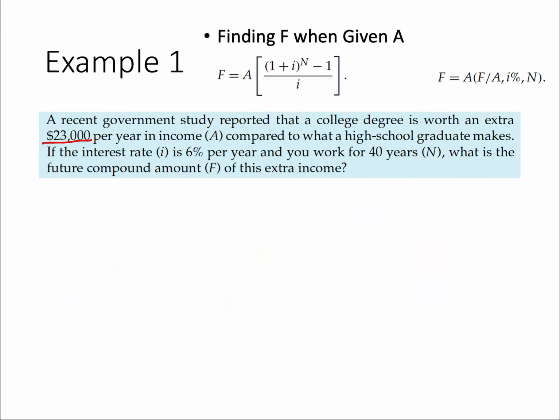Okay, so sounds like you have 23,000 per year as income, and that's the same amount occurring every year, so we can say that's an annuity, right? And now you want to know what is the equivalent value F of that annuity. You want to know after 40 years how much more you can earn. Okay, how much more you can earn in total compared to a high school degree.